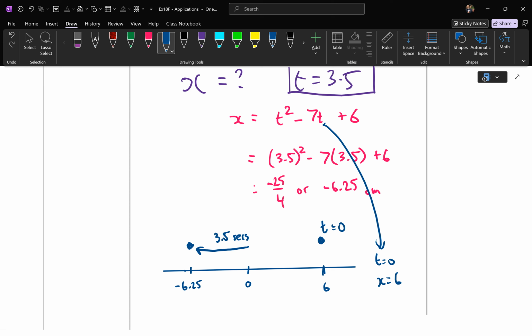After 3.5 seconds, you ended up left of where you are. Okay, so relative to the origin, I was starting at 6 centimeters from the origin, and then after 3.5 seconds, my velocity stopped, or the particle stopped, and I'm now 6.25 centimeters to the left of the origin, position-wise. Okay? Is there a follow-up question after that?